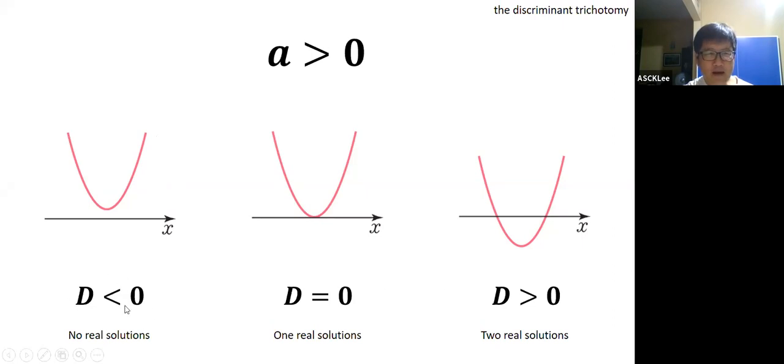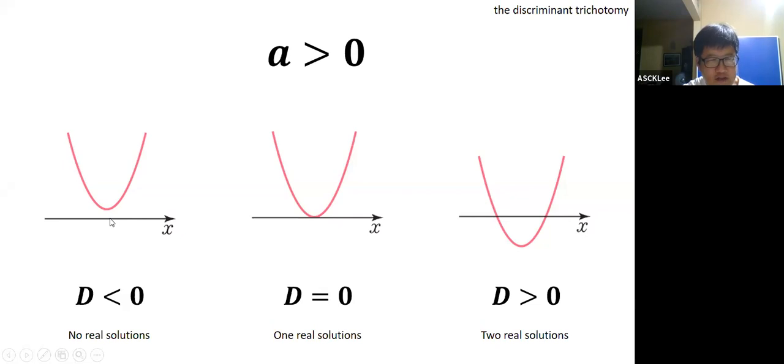So if your discriminant is less than 0, then your curve will miss the x-axis. If your discriminant is equal to 0, your curve will just touch the x-axis. If your discriminant is greater than 0, your curve will cut through the x-axis. And you can see that here there are no real solutions.